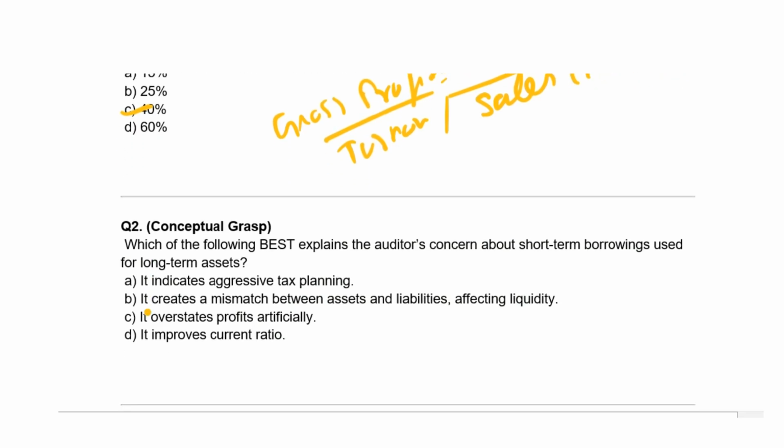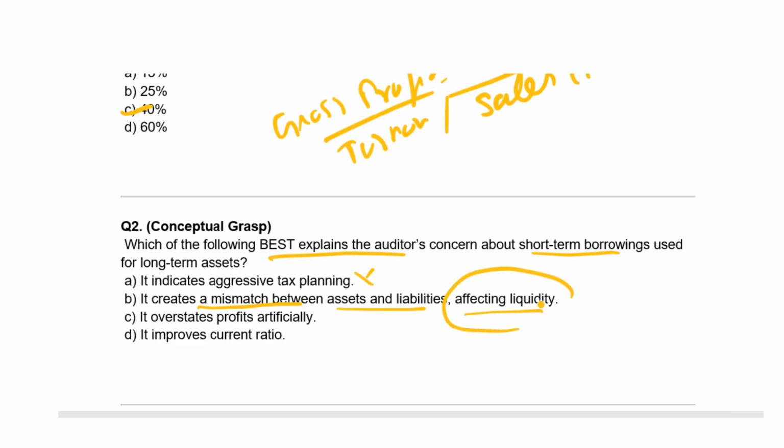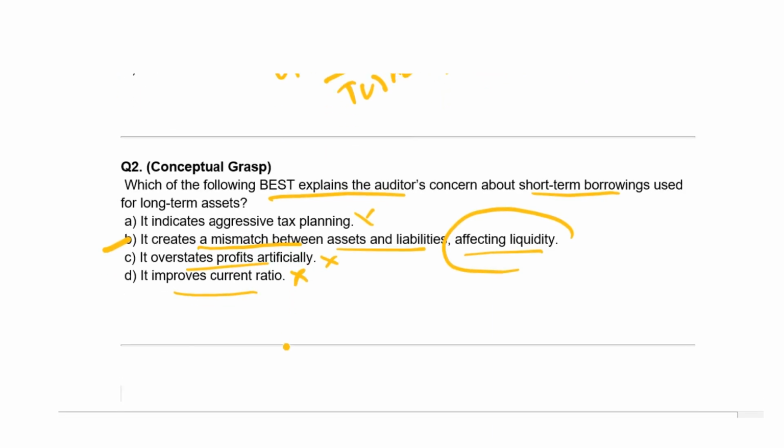Next one. Which of the following best explains the auditor's concern about short-term borrowings used for long-term assets? Aggressive tax planning, wrong. Creates a mismatch between assets and liabilities affecting liquidity. We discussed before, short term loans have to be repaid fast. You cannot use them for long term investments because their returns will come later. So it will affect cash flow. You will not get cash to repay those short term loans you have taken. So it will affect liquidity. So this would be the correct answer. This is the best explanation. It overstates profit artificially, wrong. It improves current ratio. Cannot say these things. So B is the right answer.